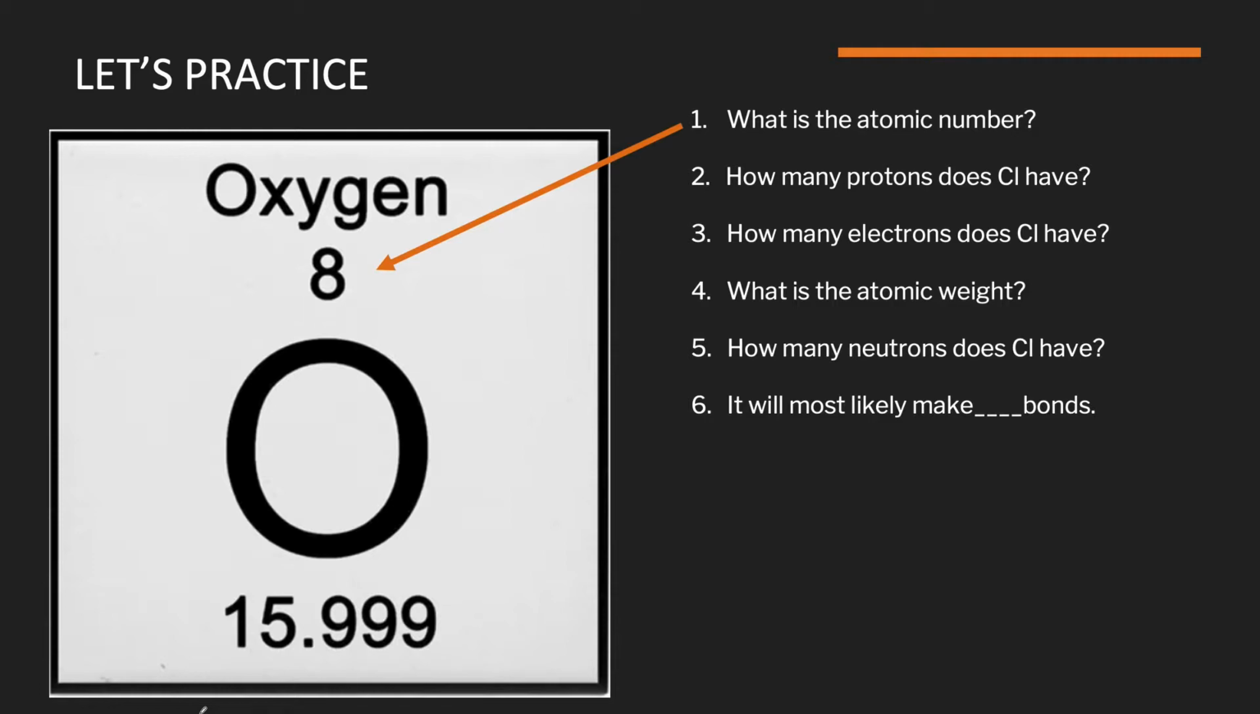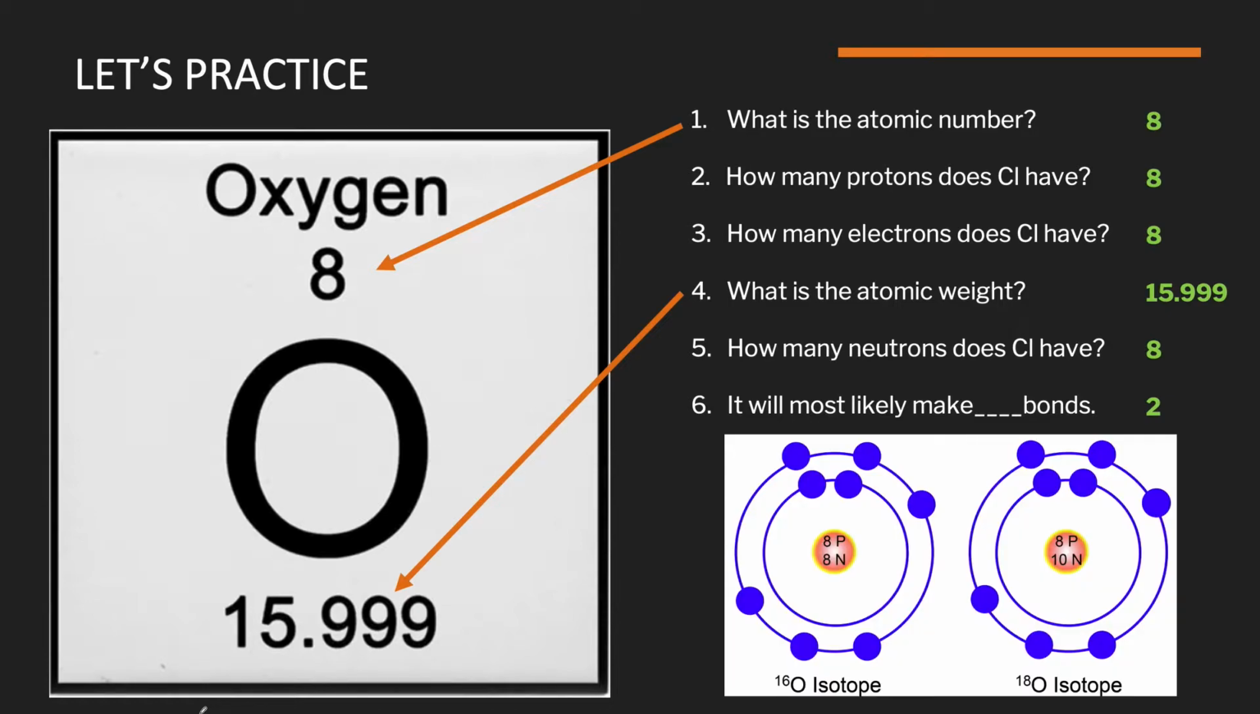Okay, so again, atomic number is 8, so this tells us that it has 8 protons and 8 electrons in its ground state. Atomic weight says about 16, so 8 protons and 8 neutrons. And if we have 8, then we have 2 in our first shell, which leaves us 6 in our last shell, and to get up to 8, it would likely make 2 bonds. And this is showing some isotopes. So there's normal oxygen right here, and then we have an oxygen isotope, oxygen 18, that has 2 extra neutrons.